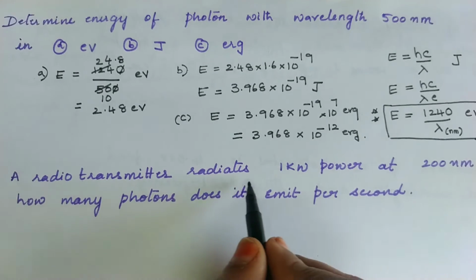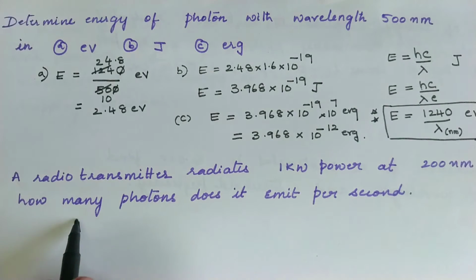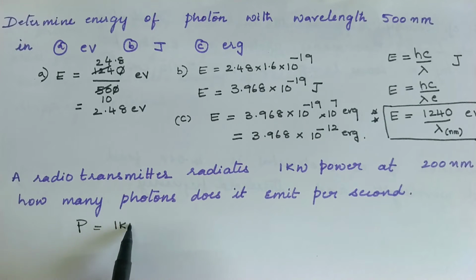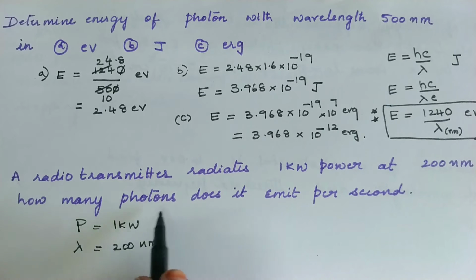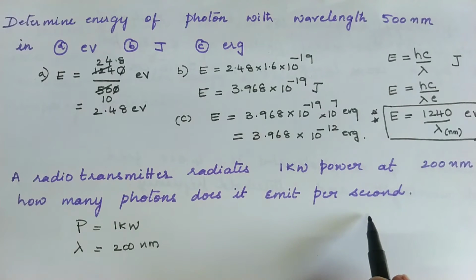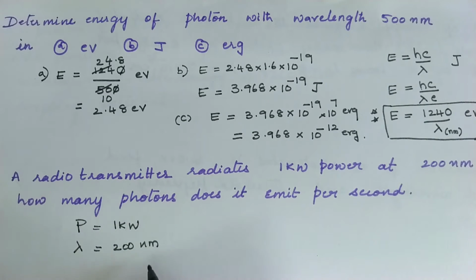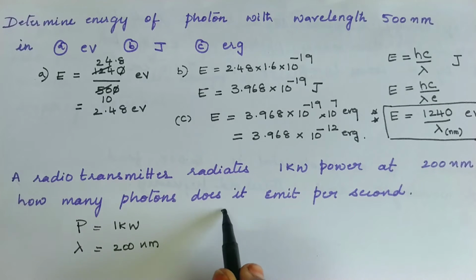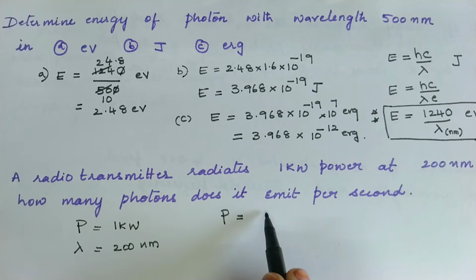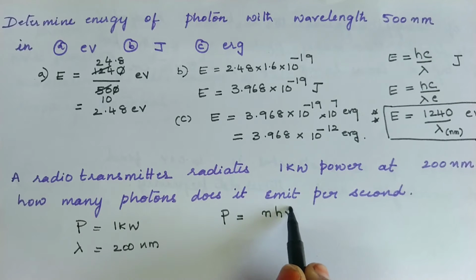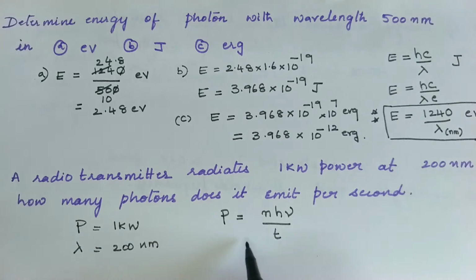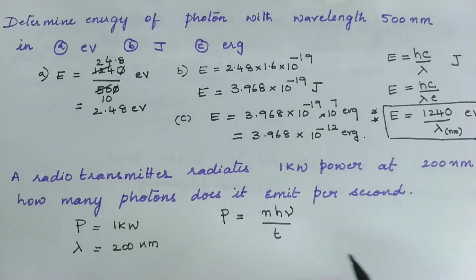There is a radio transmitter which radiates 1 kilowatt of power at a wavelength of 200 nanometer. How many photons does it emit per second? When you are talking about the photon picture of light, how do we define power? It is energy by time, but here we write it as the number of photons, each having an energy h nu, divided by time. Power divided by area will give you intensity, but this will be your formula for power.